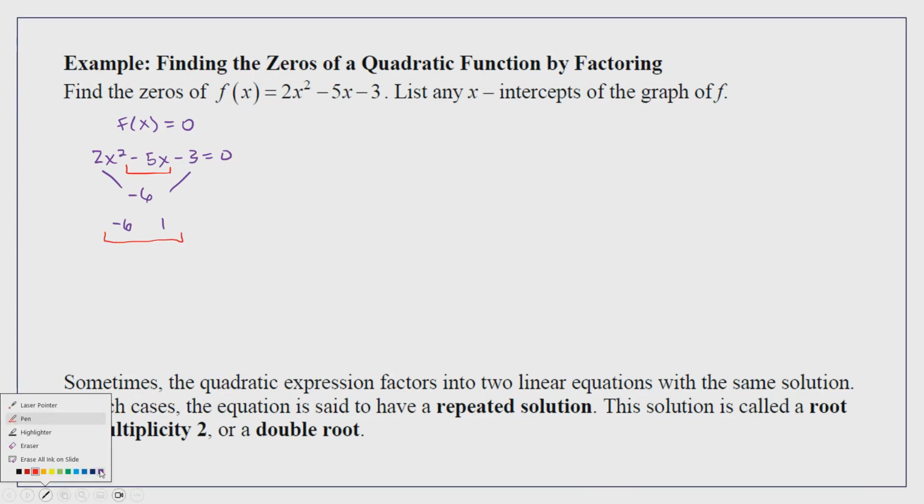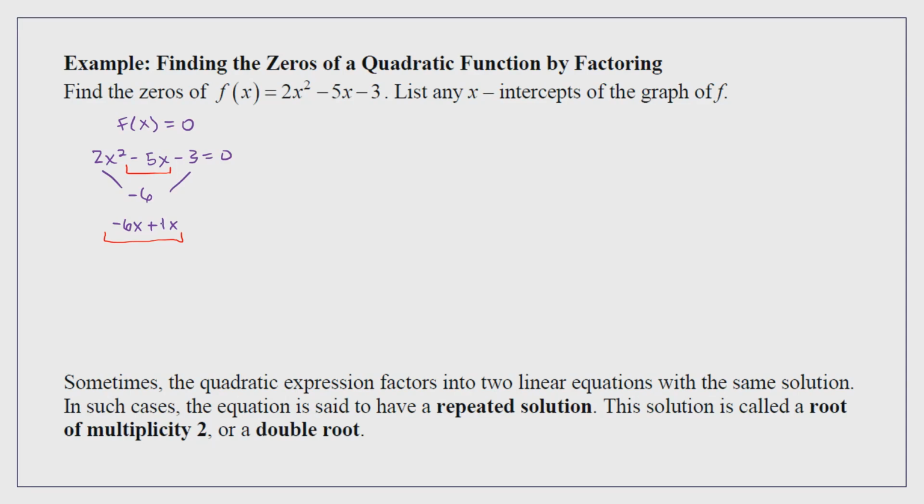So let's write that out. So negative 6x plus 1x. Okay, so I'll restate what we just did. We multiplied 2 times negative 3 to get negative 6. Now I need to think of 2 factors of negative 6 that multiply together to get negative 6, but add to get negative 5.